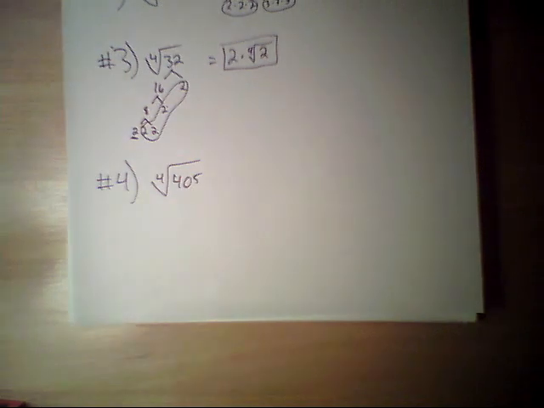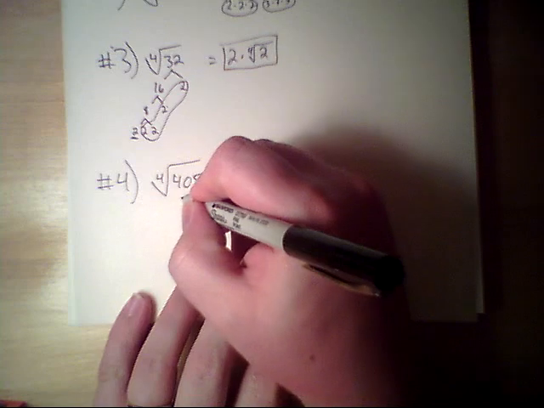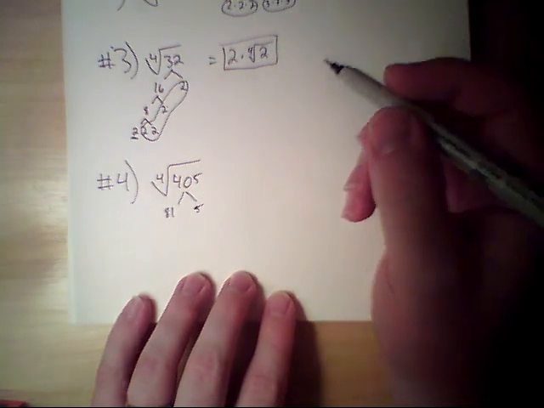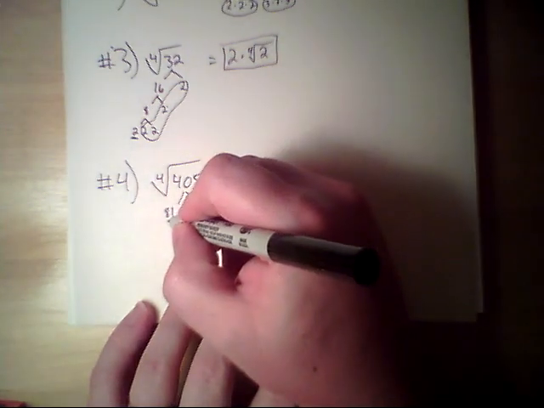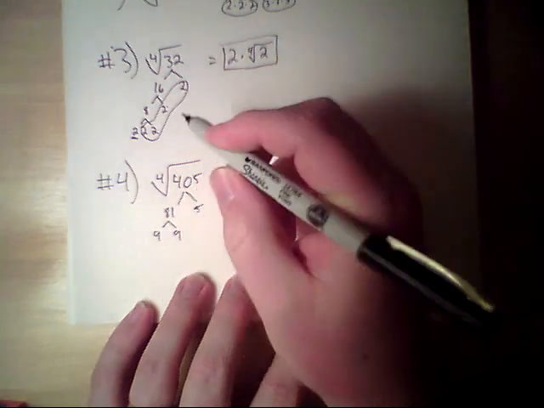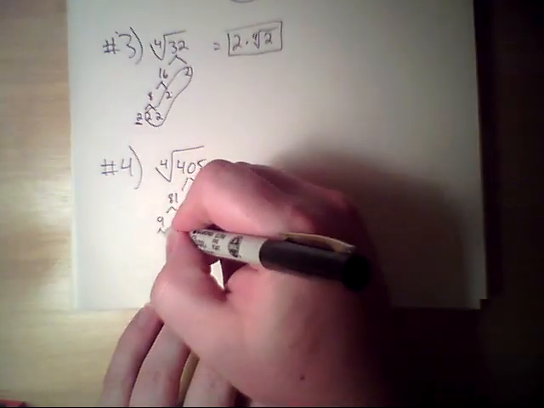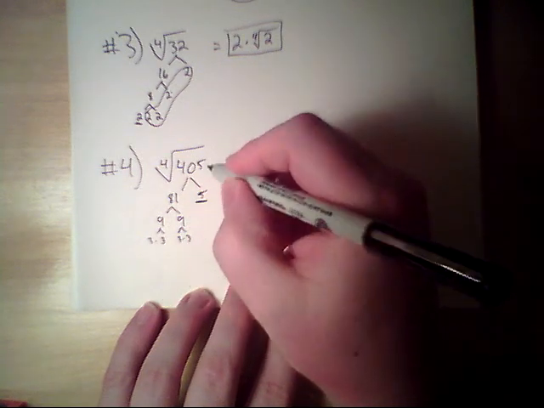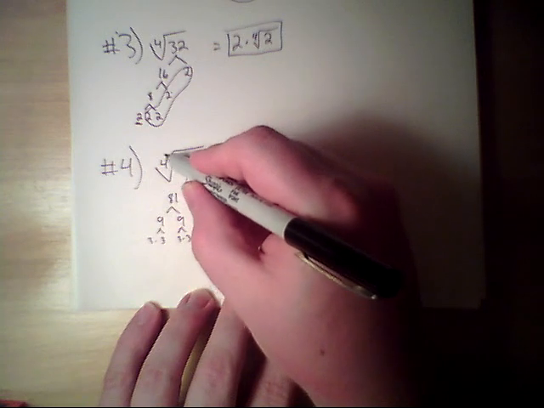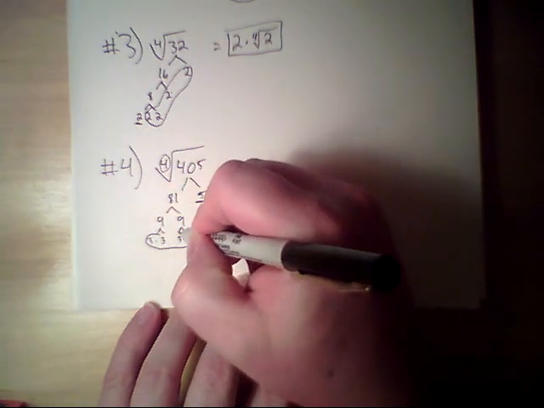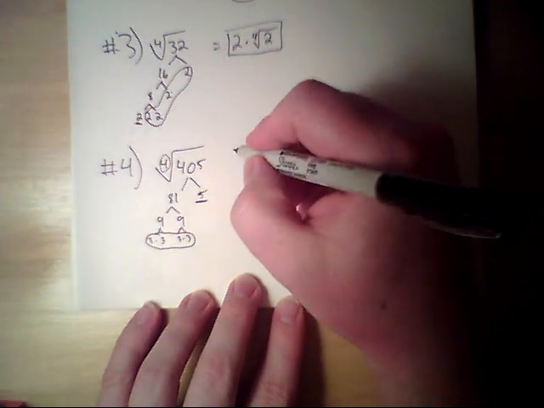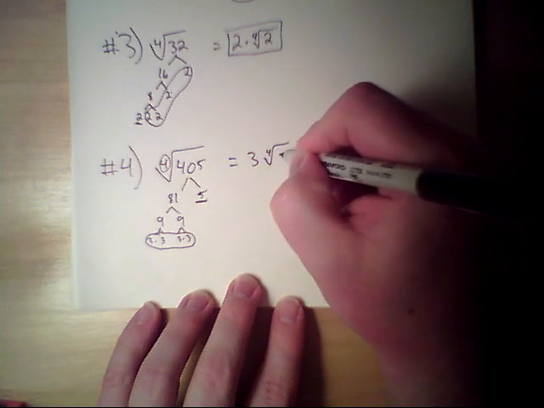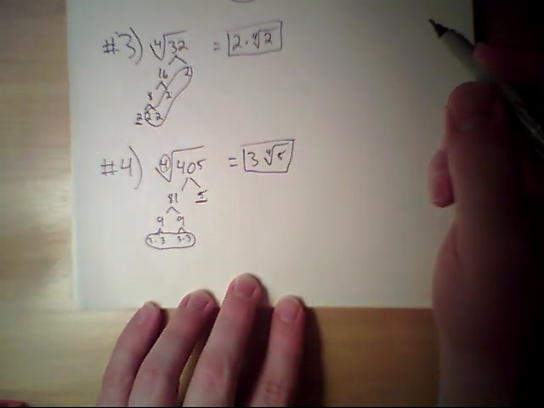So 405 divided by 5 ends up being 81 times 5. Now this is interesting. 81 is 9 times 9, and 9 is a perfect square. That ends up being 3 times 3 times 3 times 3, and we have this lone 5 that's going to stay inside the radical. Since we're dealing with the fourth root, we're looking for groups of 4, and sure enough we have one here. This group of 4 can come out as a lone 3, so that equals 3 times the fourth root of 5. And we're done.